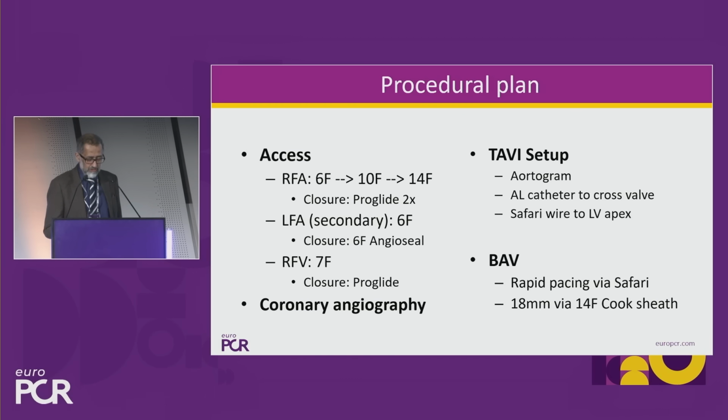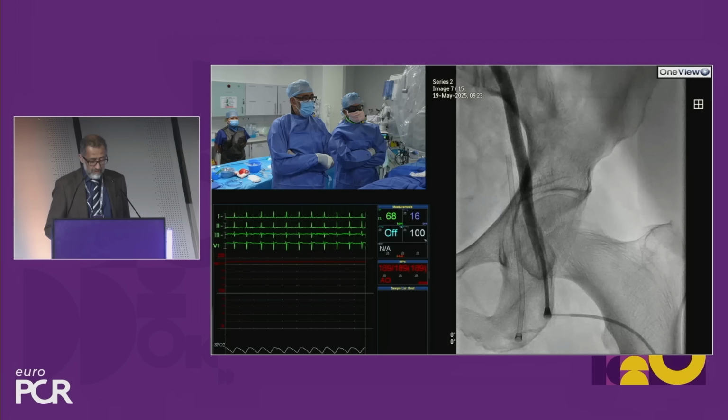And then we're going to balloon up front via a 14 French Cook sheath. So I've upscaled from the 6 French, put two ProGlides in, to a 10. Then once I'm across with the Safari, we're going to put in a 14 French sheath so we can do a balloon valvuloplasty. I don't invariably do a balloon valvuloplasty, but we did it in a particular case, and then we can discuss the sizing. So let's see what we did.